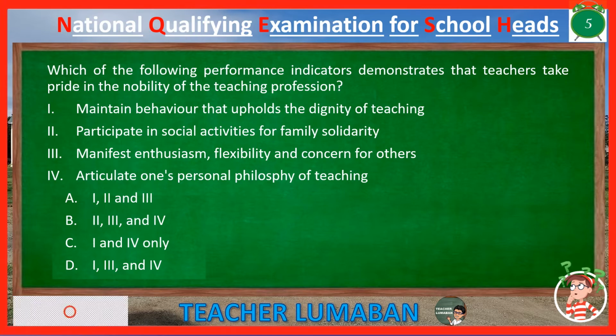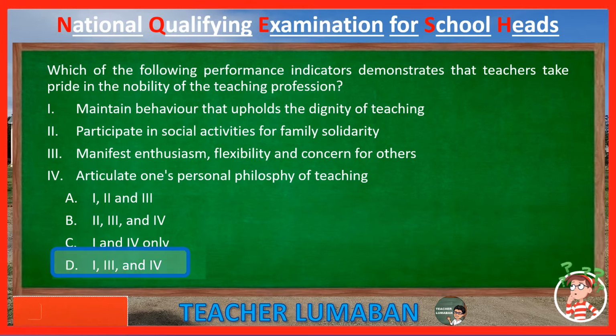5, 4, 3, 2, 1. Letter D is the correct answer. Roman numeral 1, 3, and 4. The following performance indicators demonstrate that teachers take pride in the nobility of the teaching profession: maintain behavior that upholds the dignity of teaching; manifest enthusiasm, flexibility, and concern for others; and articulate one's personal philosophy of teaching.